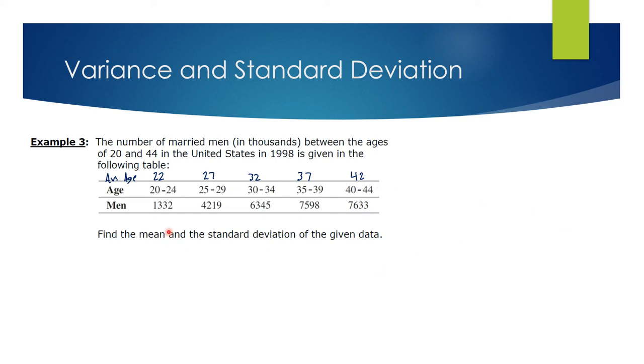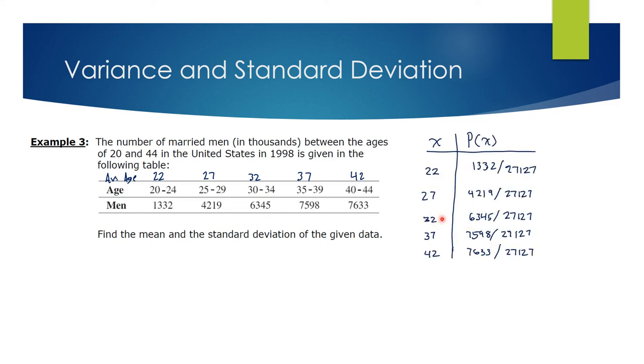And of course, what I need to do is total up this number here of men that were in this data, which ends up being 27,127. And so when I set up my table here, I'm going to have my 5 x values that I took by doing the averages of the minimum and maximum of each range. And then I'm just going to take these numbers and divide by the total to get the probabilities. So I have these.